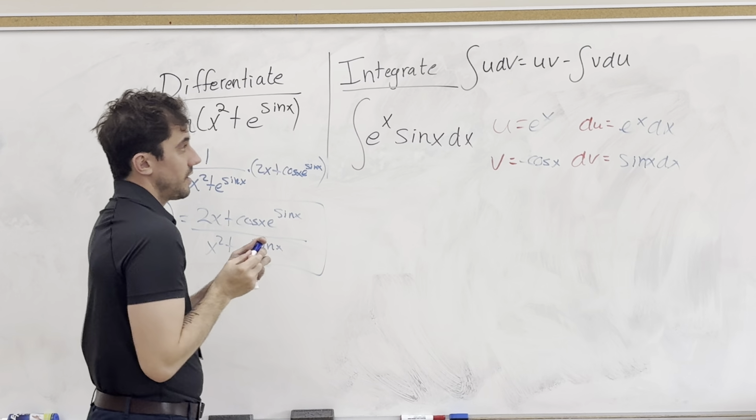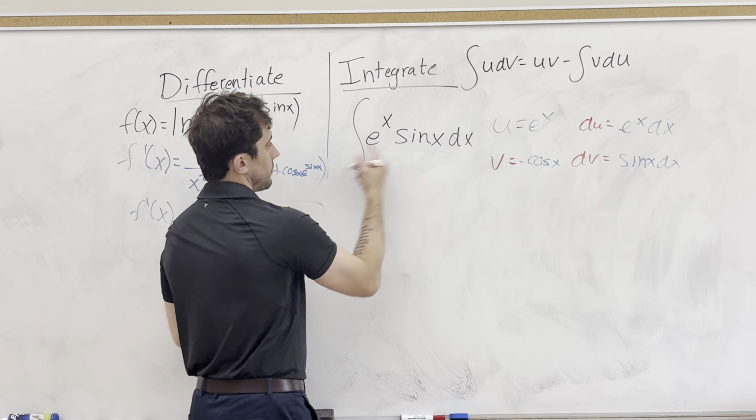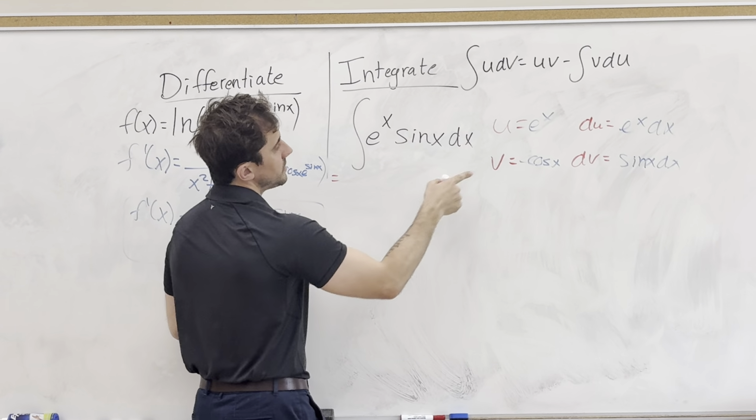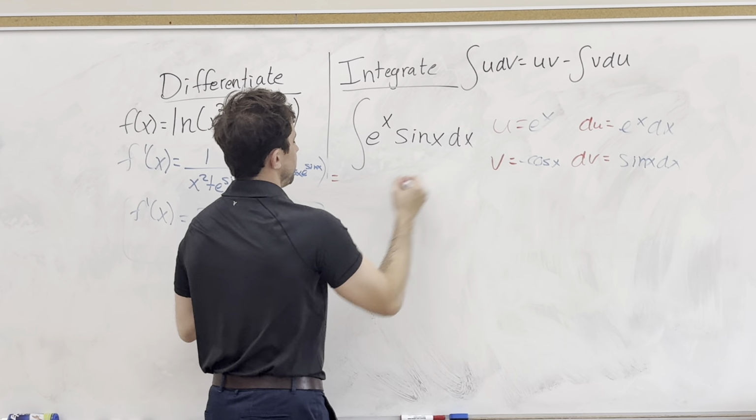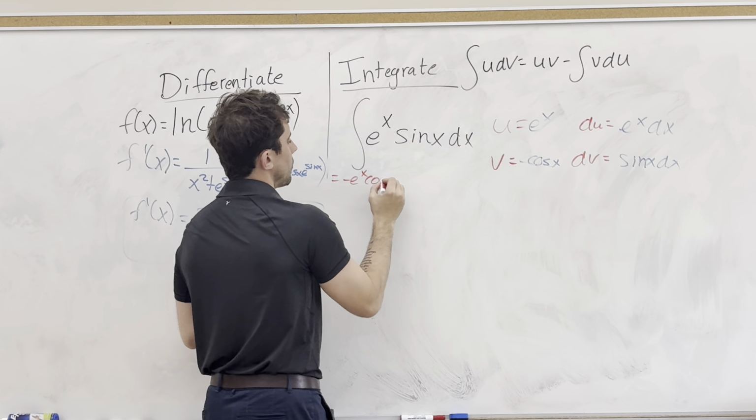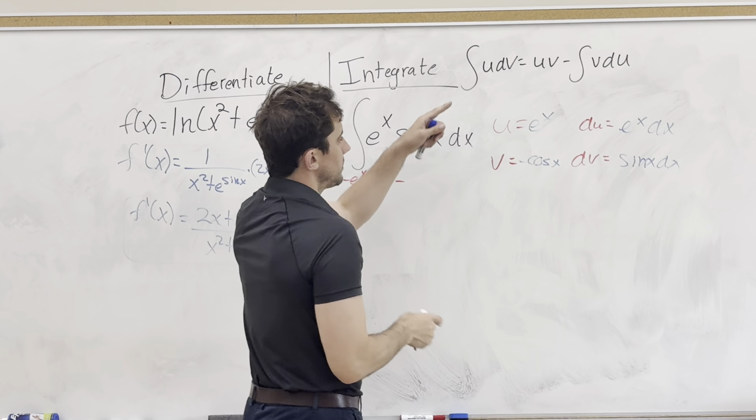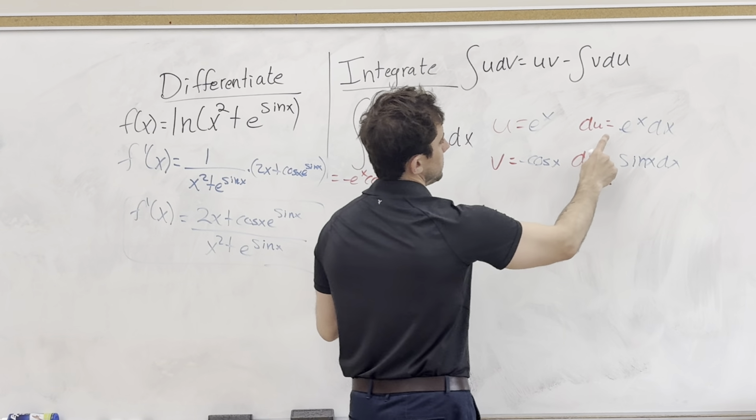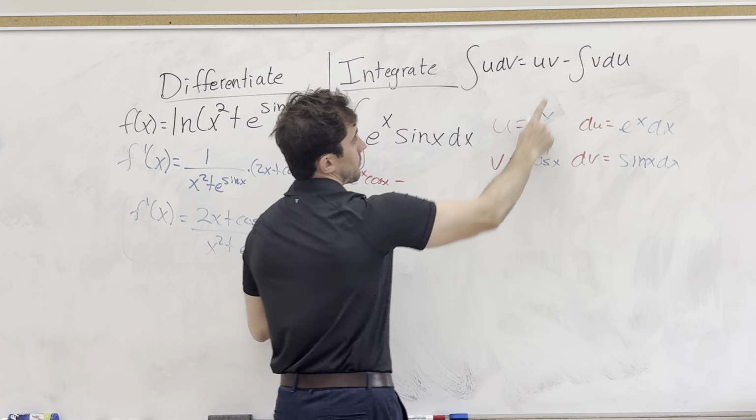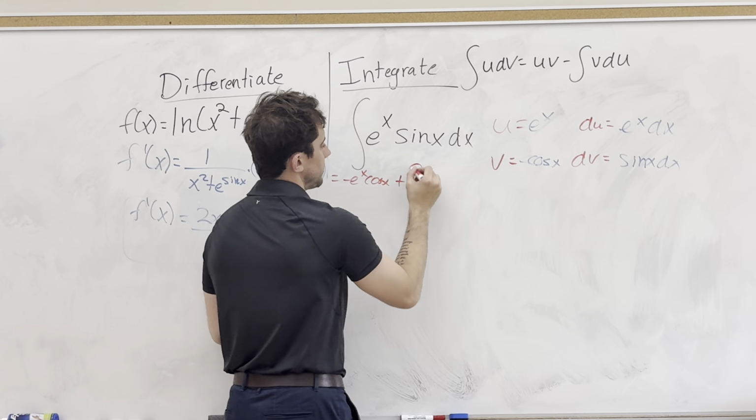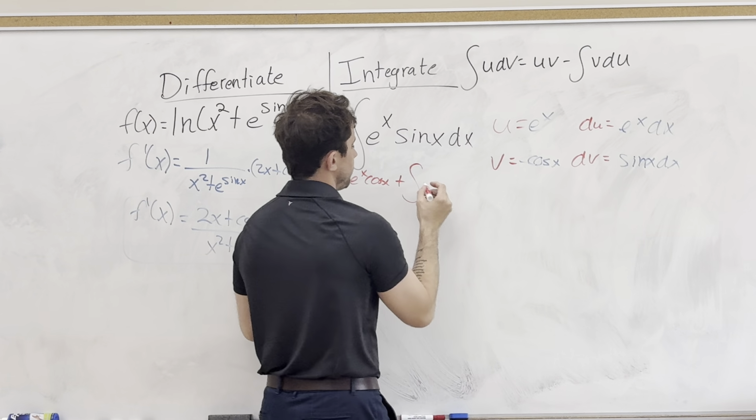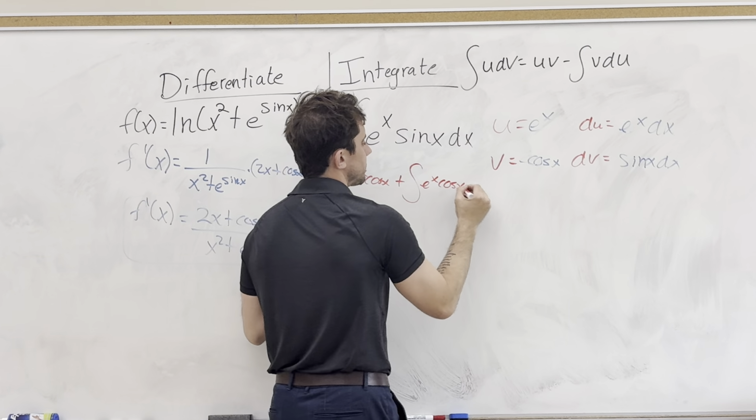And now we'll apply our integration by parts formula, and so this integral we can write as uv, that means negative e to the x cos x, minus the integral of v du. This negative will interact with that negative to make it a plus, and so we'll have the integral of e to the x cos x dx, okay?